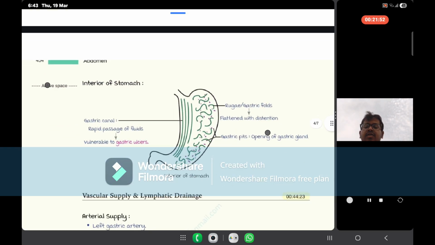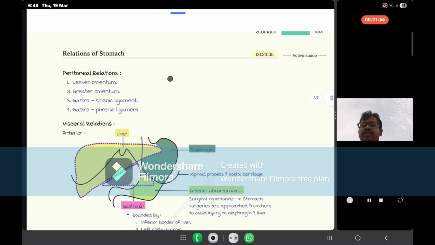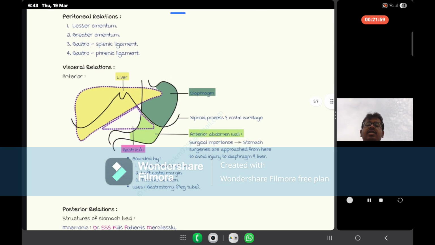So next we move to the interior of the stomach. What we have studied till now are the peritoneal relation, the lesser omentum, the greater omentum, and the visceral relation.